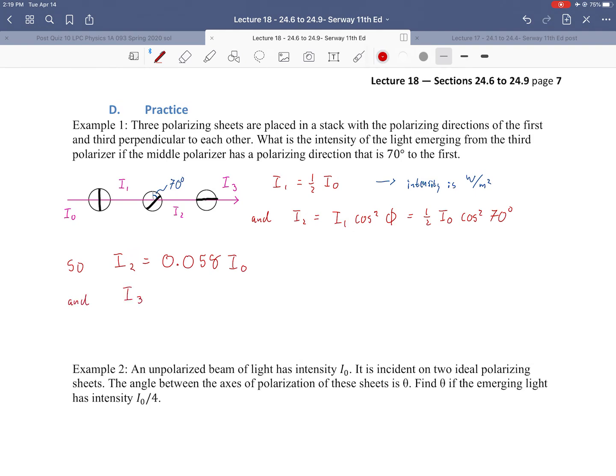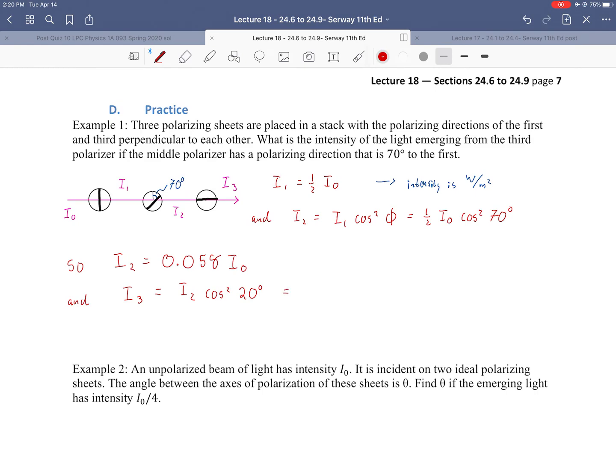And so for I3, we're just going to do it again. That's just going to be I2, because that's the intensity going into that final polarizer. And what's the angle in this case? Well, it's 20 degrees, so it's going to be cosine squared of 20 degrees. Why 20 degrees? Because that's the angle between this polarizer and the next one. So it's always the angle between them. And obviously 90 minus 70 gives you 20, and we know it's got to be 90 minus 70 because these two polarizers, the first and the third, are perpendicular to each other.